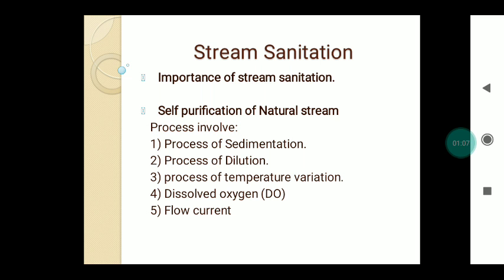So the next point is self-purification of a natural stream. It has the following processes: the first one is sedimentation, second is dilution, third is temperature variation, fourth is dissolved oxygen, that is DO, and the fifth is the flow current. So let us discuss one by one the procedures involved in the self purification process.